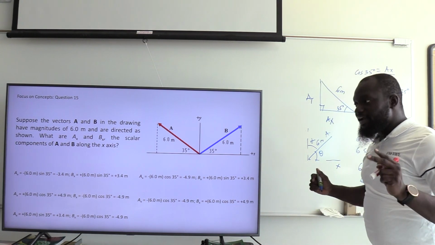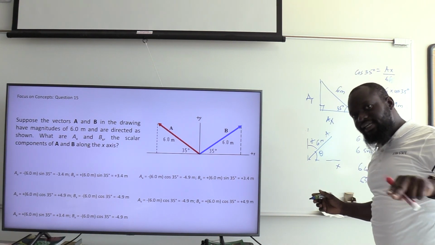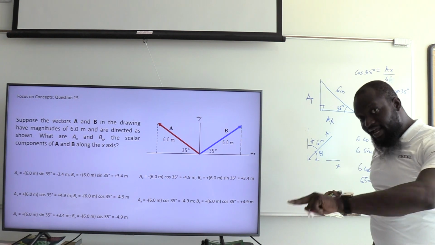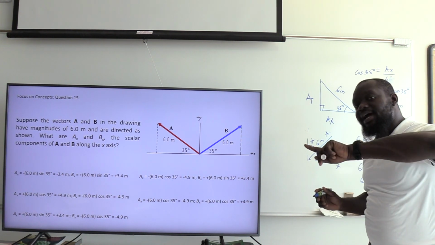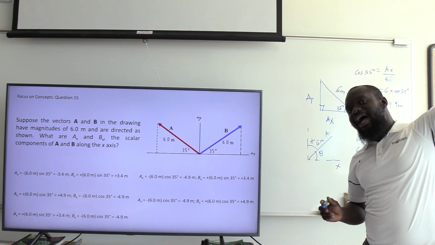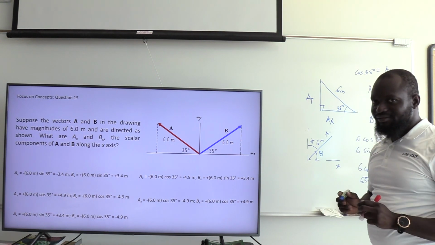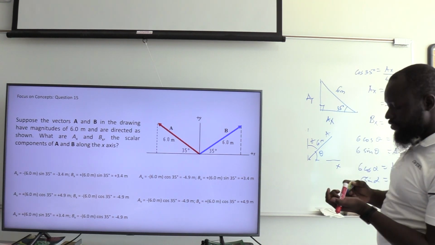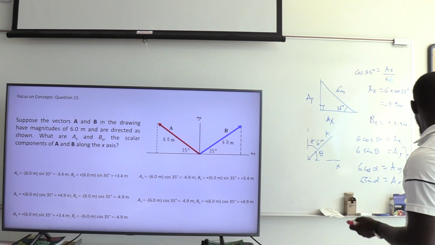So if I know the angle to the axis I'm looking for, I use cosine of that angle for that axis that has the angle, x or y, and use sine of that same angle for the axis that doesn't have the angle. That is the trick. We're going to practice more with some other problems. Let's go to the next problem.